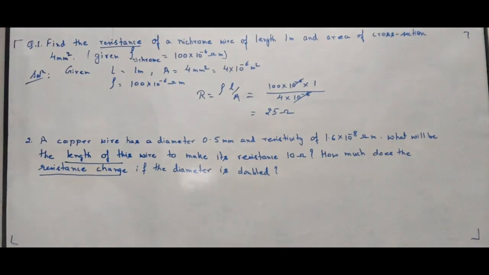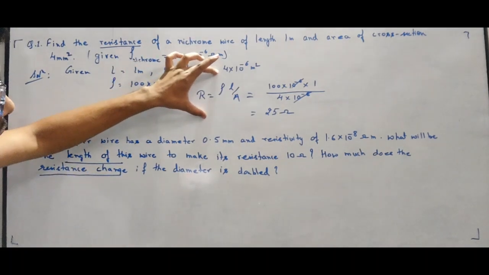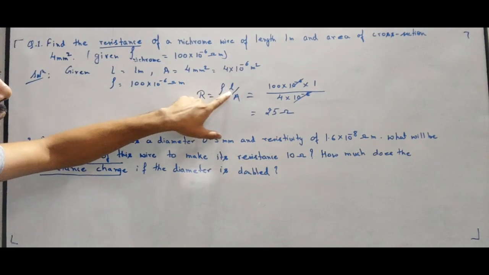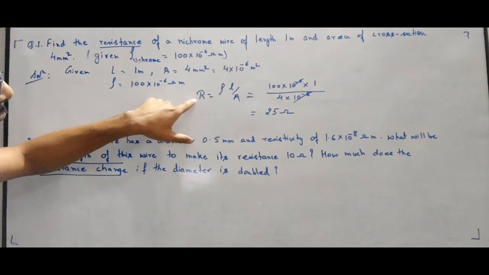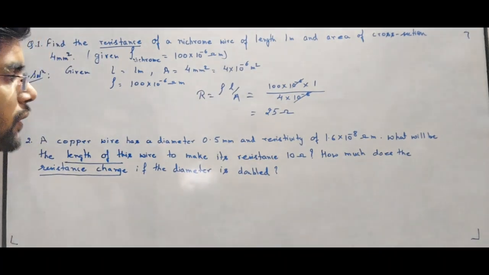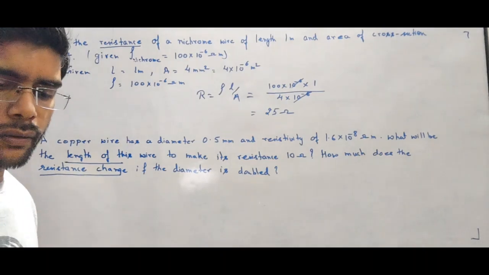So very first we need to determine the length. As we have the formula here, R is equal to rho L by A. So we can write L is equal to R times A by rho. By that we can determine it. So very first just try to write the data.